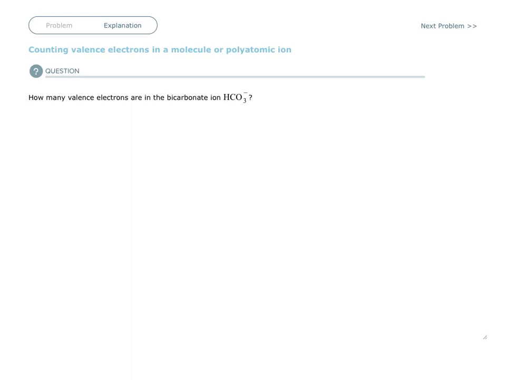So how many valence electrons are in the bicarbonate or hydrogen carbonate ion? So HCO3. Well, there's nothing here drawn. You could draw the Lewis dots and then count the dots, but it's actually easier simply to know how many valence electrons are on each of these and then add them together. Then look at the fact that it's an ion, and in the case of this one it's negative, add one more electron, because if it's -1, it means it's taken on one more electron than it should have normally.